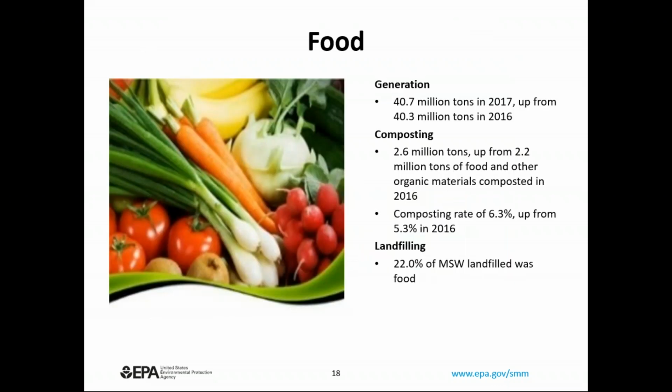There is a lot of interest in food management in the United States. The generation tonnage went up slightly from 2016 to 2017. Composting tonnage went up as well. The resulting composting rate went up from 5.3% in 2016 to 6.3% in 2017. Finally, as stated before, 22% of the MSW landfilled was food.